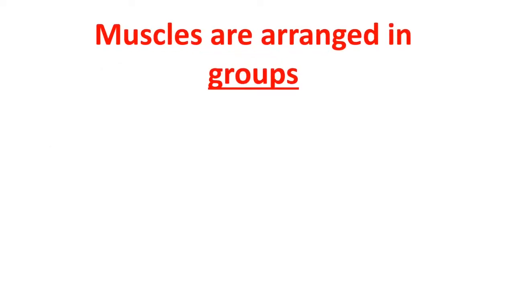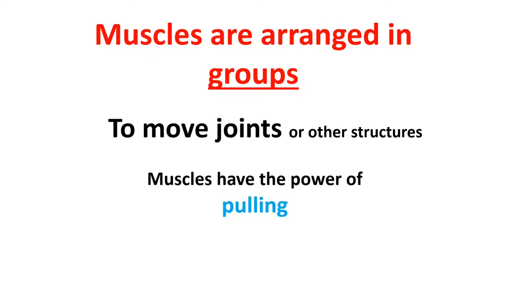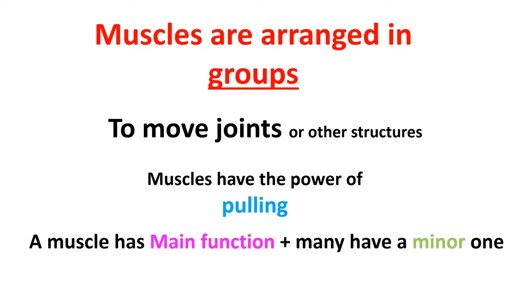Muscles are arranged in groups. Very rarely does a single muscle do a single action. They almost always come in groups, and this group or these groups move joints or other structures, and muscles have the power of pulling. They pull bones around joints, and each muscle has a main action and may have a minor action or two.